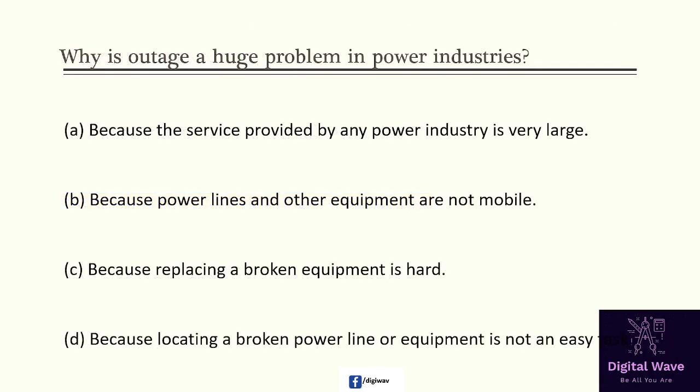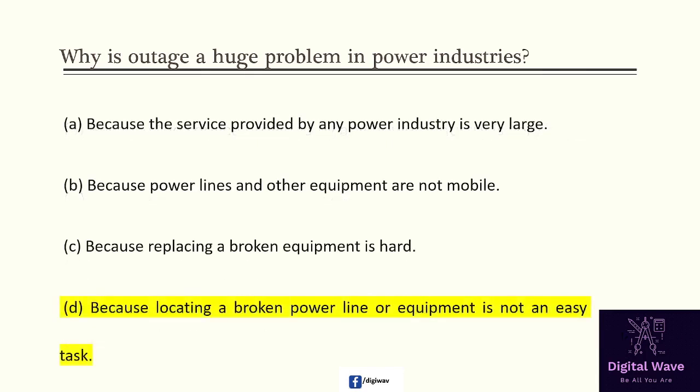Next question is, why is outage a huge problem in power industries? So option A is because the service provided by any power industry is very large. Option B is because power lines and other equipments are not mobile. Option C is because replacing a broken equipment is hard, and option D is because locating a broken power line or equipment is not an easy task. Right answer will be option D, because locating a broken power line or equipment is not an easy task.